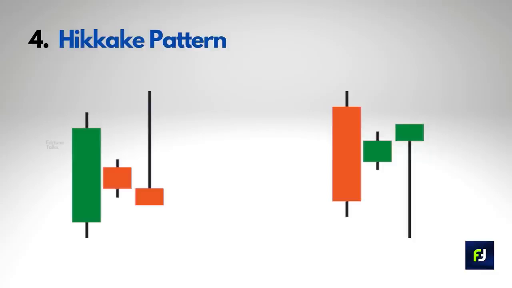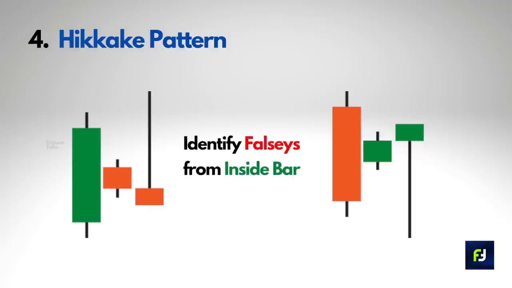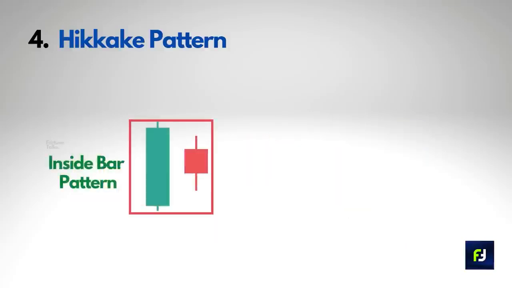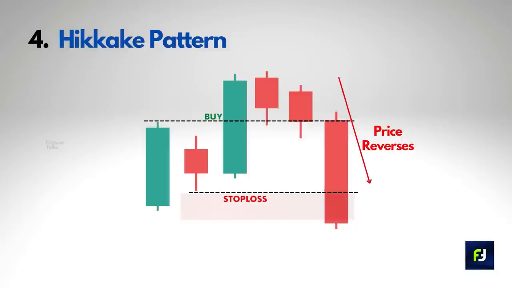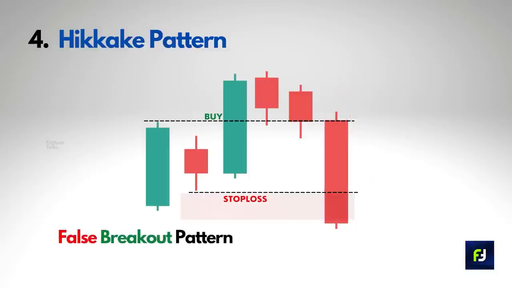Now, the fourth type is the Hikake pattern, which is a variation of the inside bar. This is actually a must-know pattern for all traders because this pattern helps you identify a false breakout from the inside bar pattern. Imagine this situation. You identified an inside bar and you are hoping that the market will go higher, or simply you have a bullish outlook. So you go long when the price breaks above the highs of the inside bar. But the next thing you know, the market does a 180-degree reversal and collapses lower, and you are now in deep loss. Now this is what we call a Hikake pattern, which is a false breakout pattern.